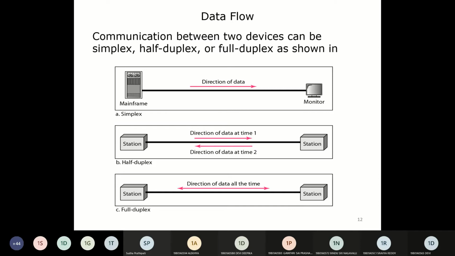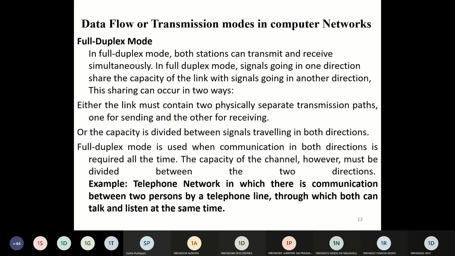It means that once the connection is established, the capacity of the channel is shared between the sender and the receiver. Both can use the capacity of the channel at the same time. That is the difference between half duplex and full duplex. In half duplex, only one device can transmit the data at a time. Here, both the devices can transmit the data at the same time. So that is full duplex.